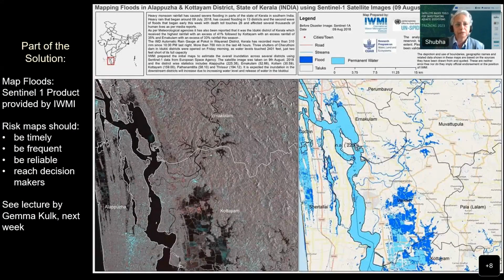But if satellite maps are to be used for effective management of response to floods, the risk maps should be timely, they should be frequent, they should be reliable, and they should reach the decision makers. And I don't think we are quite there yet in making best use of satellite information for reducing the damages from floods. And this problem will be dealt with in more detail again by Gemma next week.